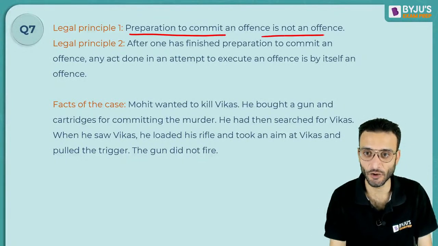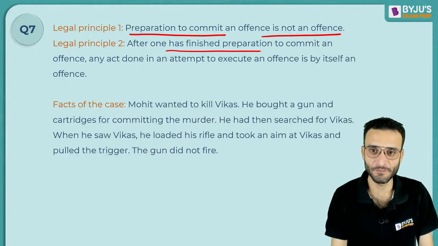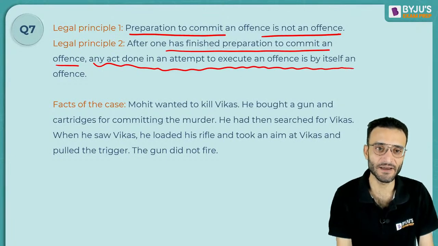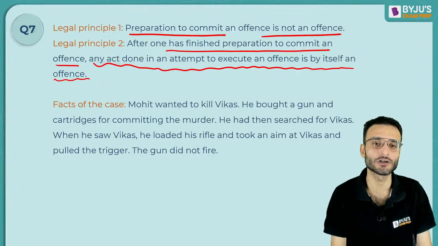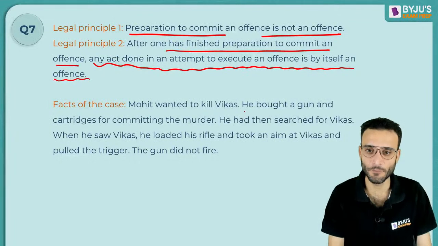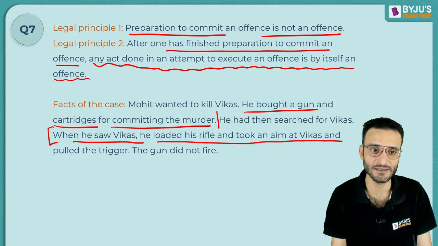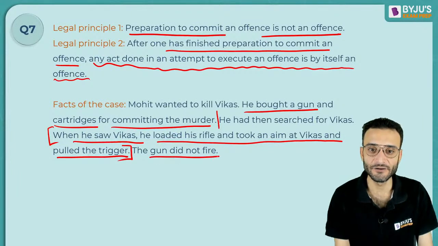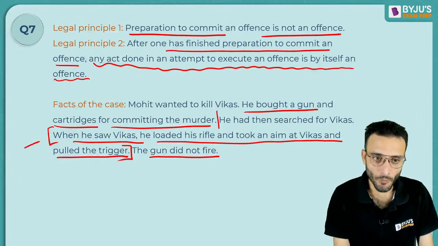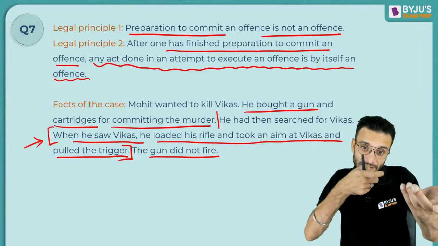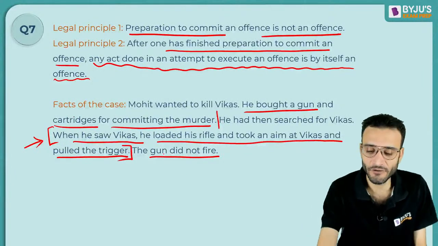Preparation to commit an offense is not an offense. After one has prepared to commit an offense, any act done in attempt is itself an offense. So attempt is an offense, preparation is not. Mohit wanted to kill Vikas. He bought a gun and cartridge for committing the murder. He had then searched for Vikas. When he saw Vikas, now this is very important, he loaded his rifle and took aim at Vikas and pulled the trigger. The gun did not fire.